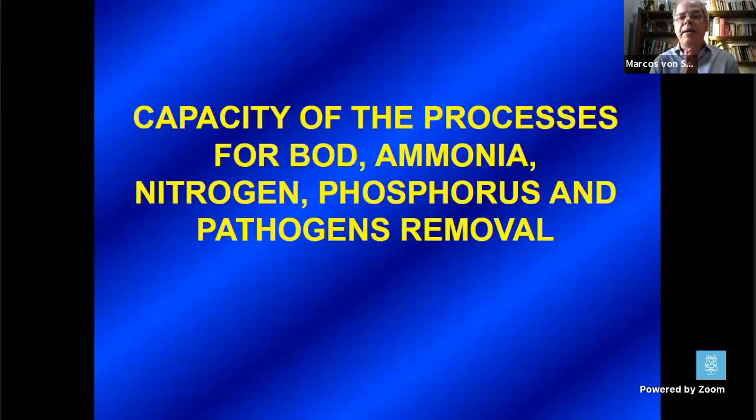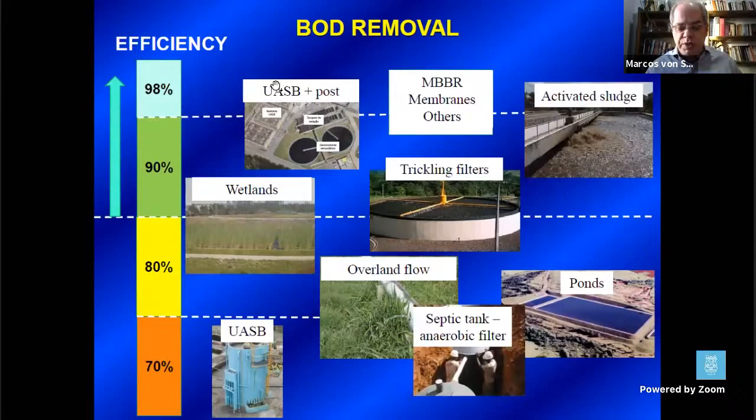So what is the capacity of these various treatment processes for removing BOD, ammonia, nitrogen, phosphorus, and also pathogens? Okay, starting with BOD, why? Because most of our wastewater treatment plants are designed for the removal of organic matter. So for BOD or COD removal. In this scale here, we can see low efficiencies, starting with 70%, then moving upwards 80, 90, 98. We have ranges of treatment processes covering all of these efficiencies. As I told you, UASB reactors are in this range here of lower efficiency. But if they incorporate any type of post-treatment, the efficiency will move up.